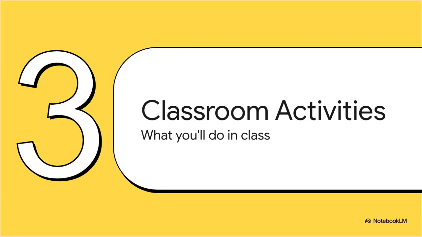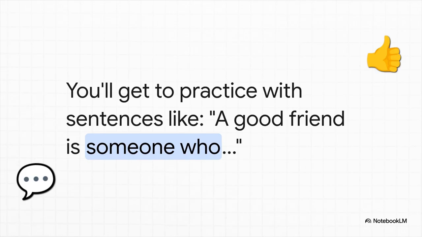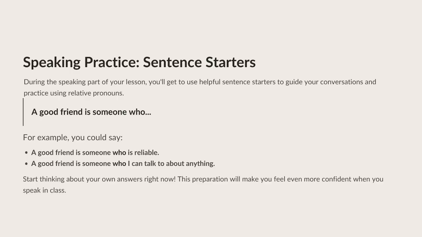This is where you get to put all this new vocabulary and grammar to use in a really interactive way. Your lesson is going to have a great flow. First, you'll get to talk about what your perfect friend is like. Then, you'll jump into a conversation to practice that new grammar we just talked about. And, to wrap it up, you'll do a quick writing task about a good friend you already have. It's an awesome mix of speaking, listening, and writing. During the speaking part, you'll get to use sentence starters just like this one. A good friend is someone who... For example, you could say, a good friend is someone who is reliable, or someone who I can talk to about anything. Hey, you could even start thinking about your own answers right now.